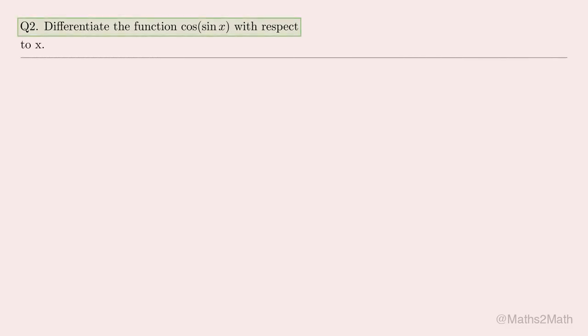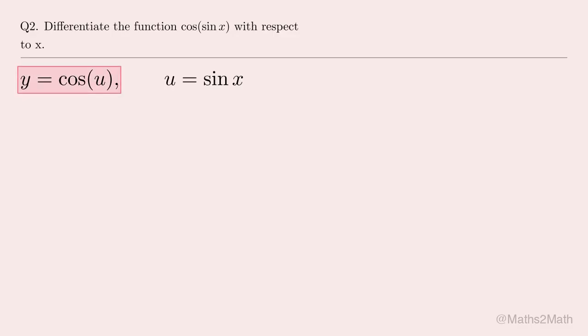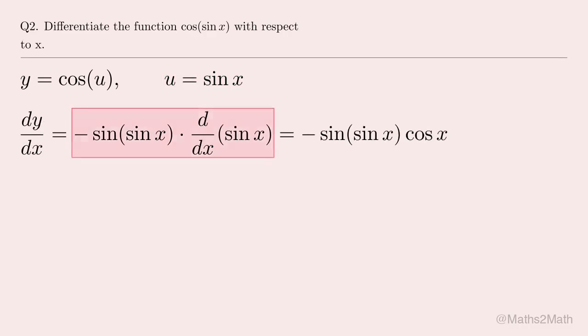Question 2. Cosine of sine of x. Trigonometric functions stacked 2 deep. Outer cosine, inner sine. The outer function is cosine, whose derivative is minus sine. The inner function is sine x. Chain rule, minus sine of the inside times cosine x from the inside.